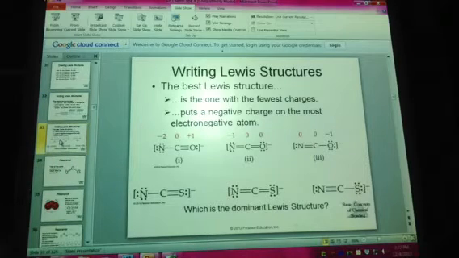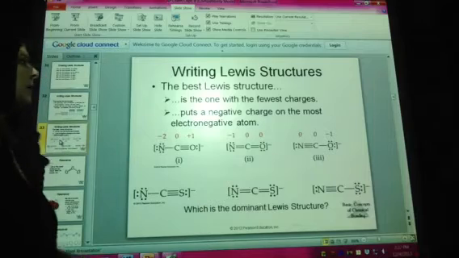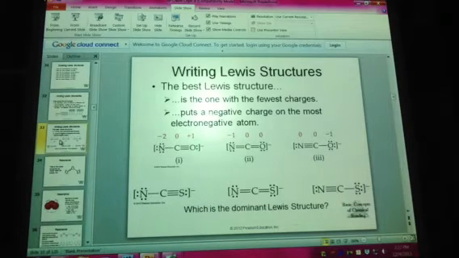So the best Lewis structure is the one with the fewest charges. We would love it if they would all have a formal charge of 0, but they don't always all have 0 formal charges. Instead, we want one that has the fewest formal charges. And we also want to make sure that if there are formal charges present, the negative charge should be on the most electronegative atom.